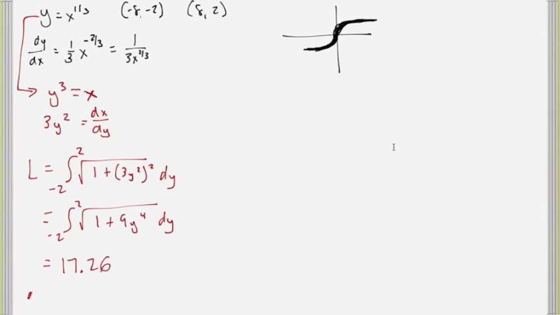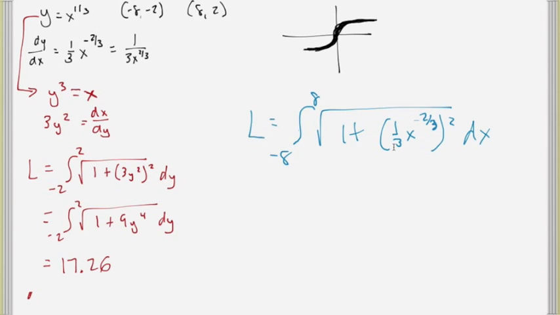So if we do arc length in terms of x's, then our formula would be the integral from -8 to 8 of the square root of 1 plus our x derivative, which was 1/3 x to the -2/3, squared, dx. So that's what we would want to put into our calculator. If you want to put in fewer parentheses, you could square this thing out.